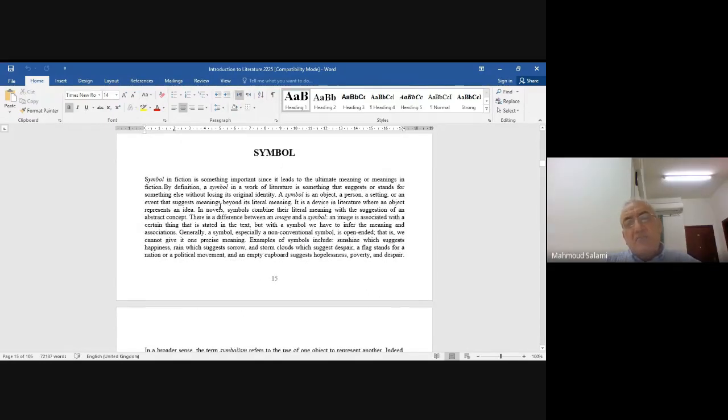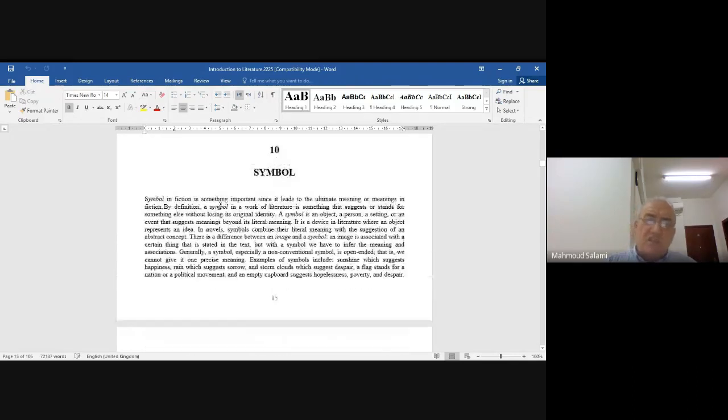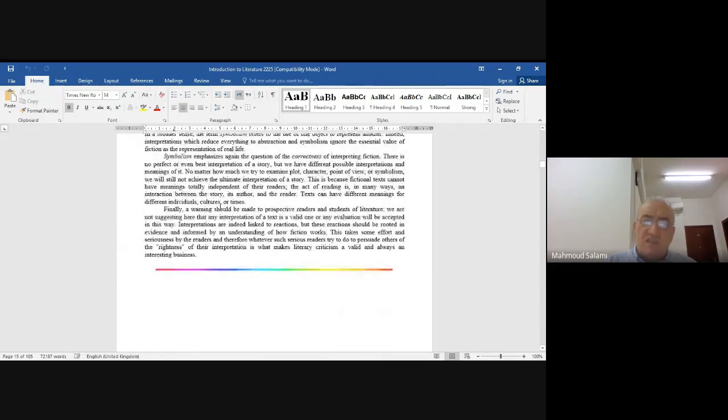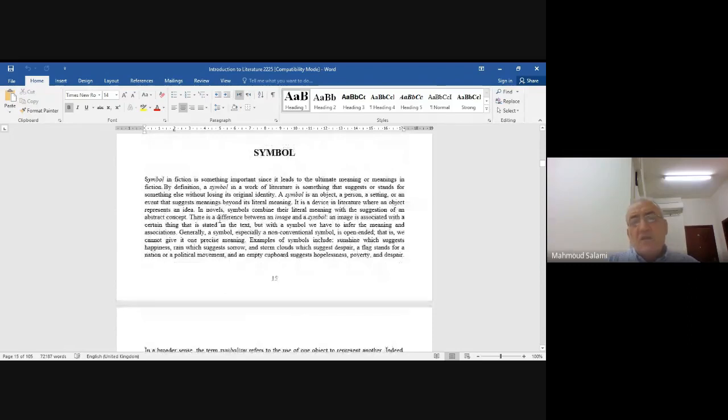Now the last section here is, as you can see, again, briefly, I will talk about it, and that's it: symbol. Well, I repeated that again. I mentioned this many times, about symbolism and symbolical. Everywhere I said it, I mentioned it. Symbol in fiction is something important since it leads to the ultimate meaning or meanings in fiction. By definition, a symbol in a work of literature is something that suggests or stands for something else without losing its original identity.